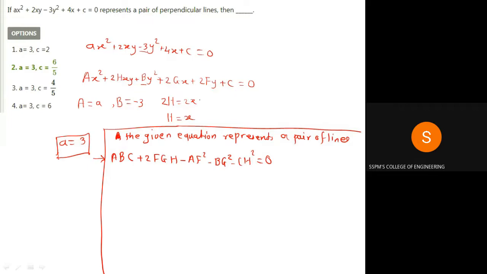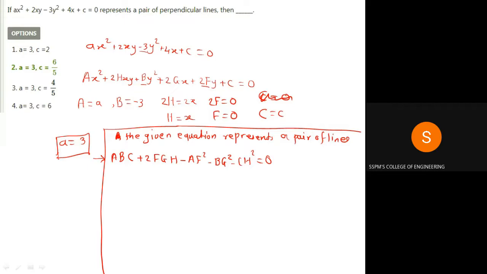But what have we found here? Value of f. Okay, we will write it again. So 2f is equal to 0. So f was equal to 0, so there was no term in y. That means the value of f was 0, and capital C was equal to small c. So now we will put all these values in this equation and try to solve.